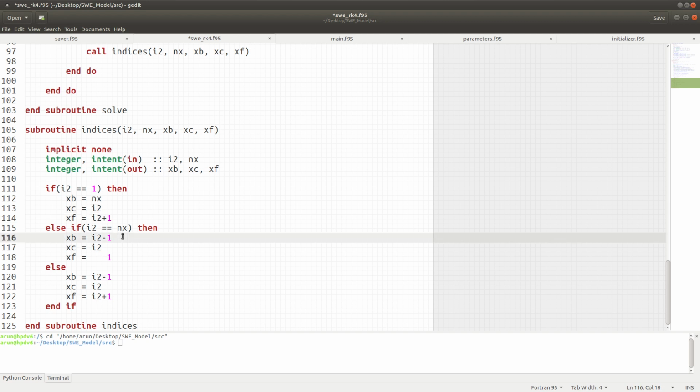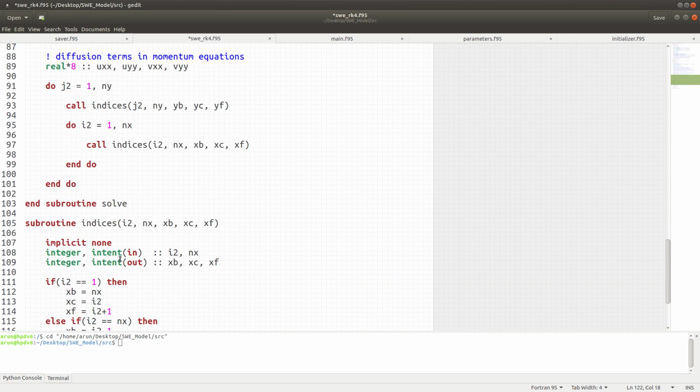Similarly, if I'm at the top, the point behind me is actually one level below. That's obvious. This is the center point, and this is the point which is in front of me. That is nothing but the point at the bottommost. For all the other interior points, the index notations xb, xf, and yb, yf are just the same. xb is just one point behind me, yb is one point below me, and yf is one point above me.